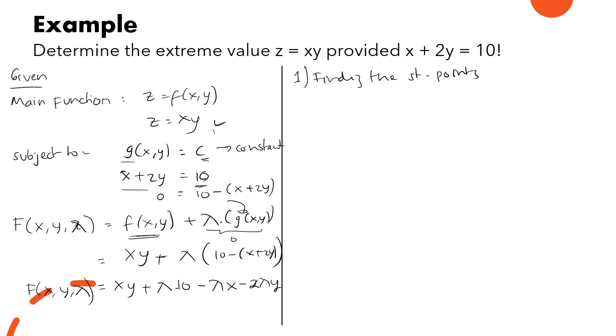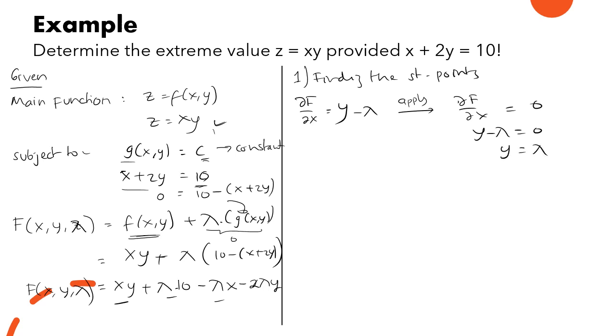stationary points, by defining dou f dou x. Look over here, this is the f. If we derive that against x, it will be y, and here is 0, and here is minus lambda. And the rule is to apply dou f dou x should be equal to 0. So y minus lambda is 0, so y is lambda, or lambda is y.